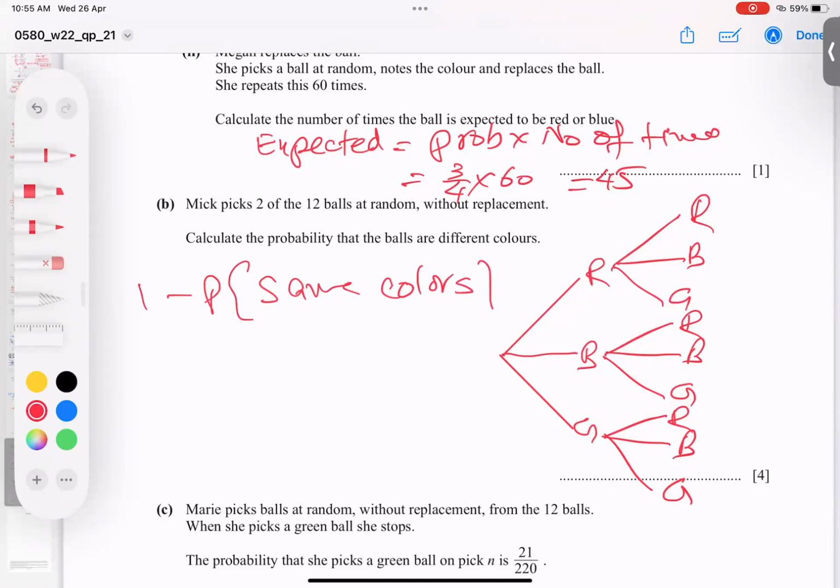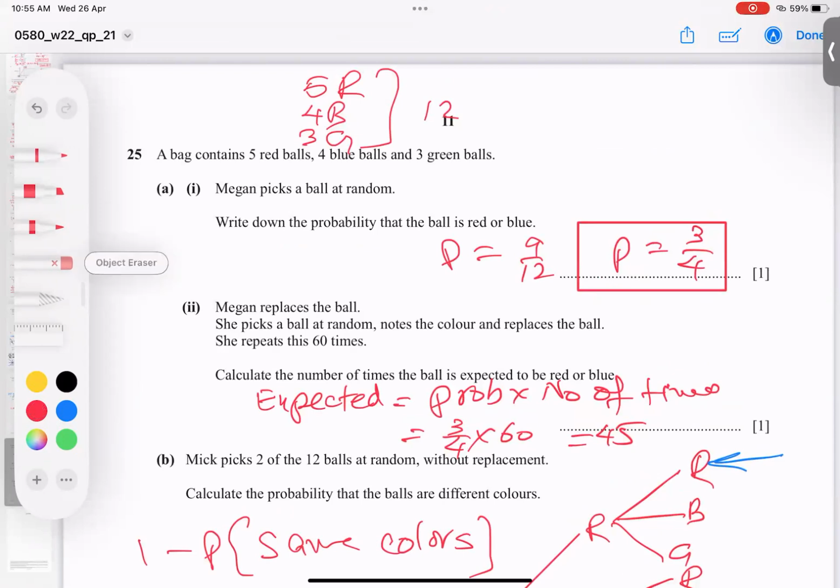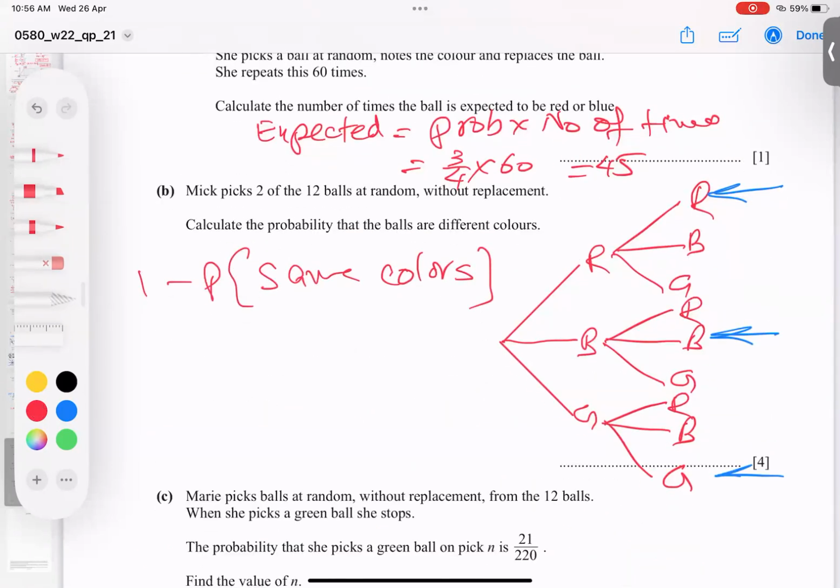So same colors. What does same colors mean? Red, red, same color; blue, blue; and green, green, same colors. So what is the chance of red? Okay, 1 minute, please. I just copy this down here and paste here. Okay, now I can see easily.